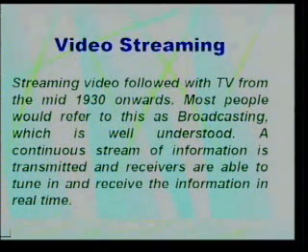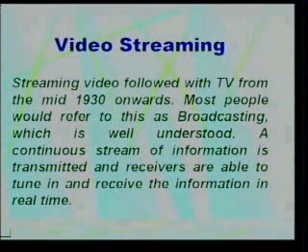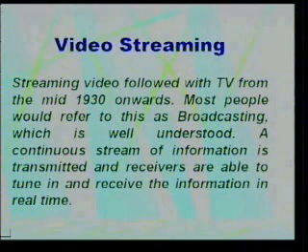What exactly we mean by video streaming is that a continuous stream of information is transmitted. There is a transmitter and there is a receiver. Similarly, in broadcasting also there is a transmitter and a receiver. For example, your television set works as a receiver, your computer is working as a receiver. So a continuous stream of information is transmitted, and receivers are able to tune in and receive the information in real time.